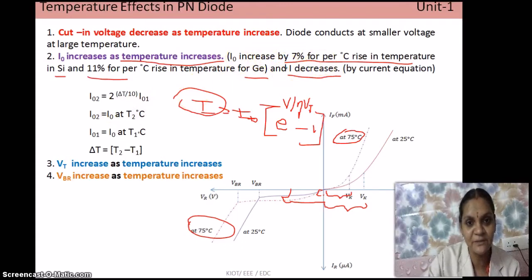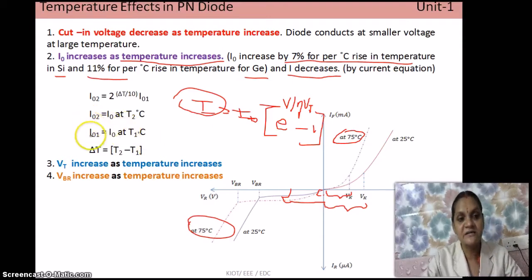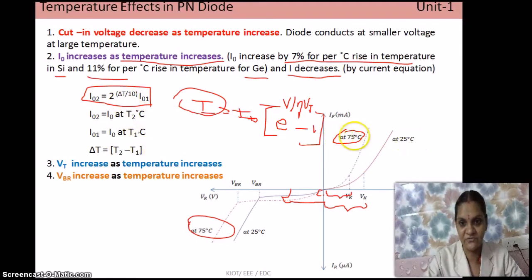That is a different temperature. We are considering two temperatures, 25 degree and 75 degree centigrade. Here I naught 1 is considered as I naught at T1 degree centigrade, I naught 2 is I naught at T2 degree centigrade, and the relation between I naught 1 and I naught 2 is given by this expression, where del T is the temperature difference we have considered. Since we have considered two different temperatures, we have to take the temperature difference, higher temperature minus lower temperature, 75 minus 25 here.